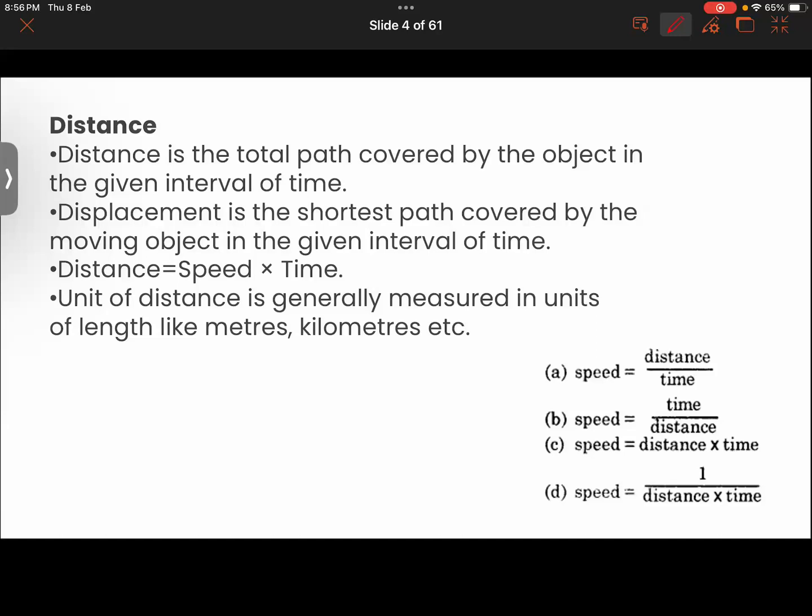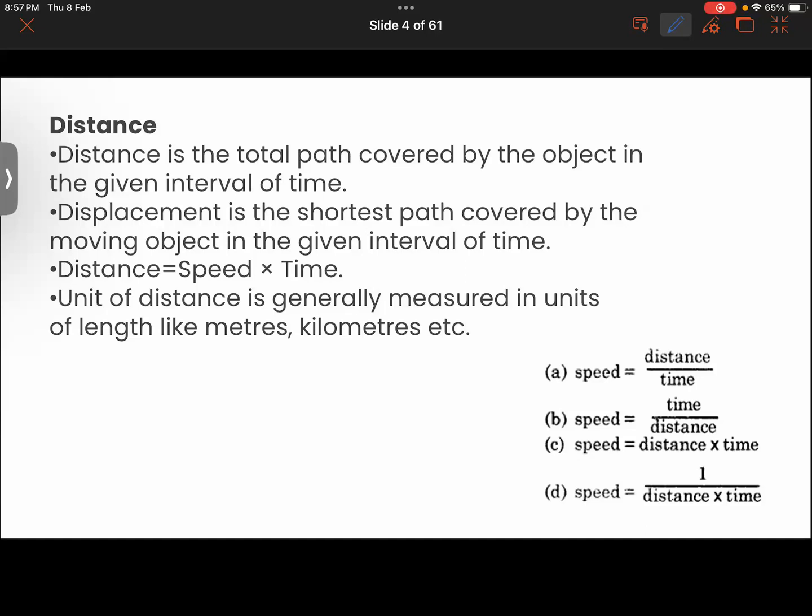It is nothing but the total path that is covered when someone is moving from one position to another position. Okay, now, distance is basically a tool using which you can tell how far away two objects are from each other, or how far away two places are from each other.